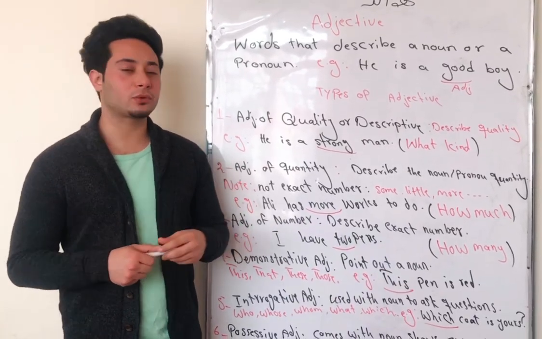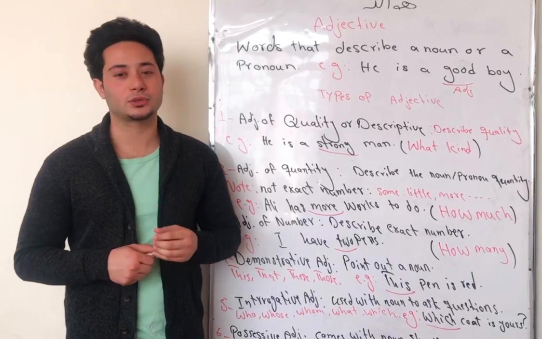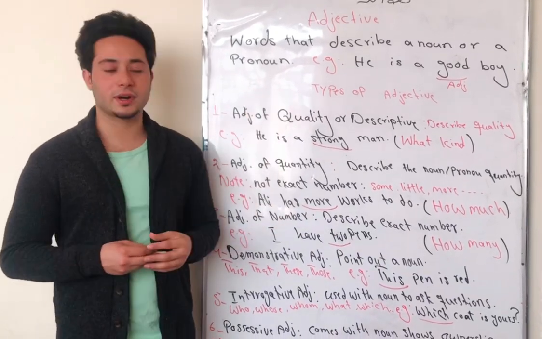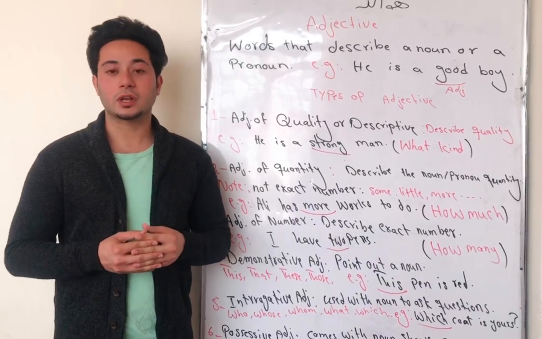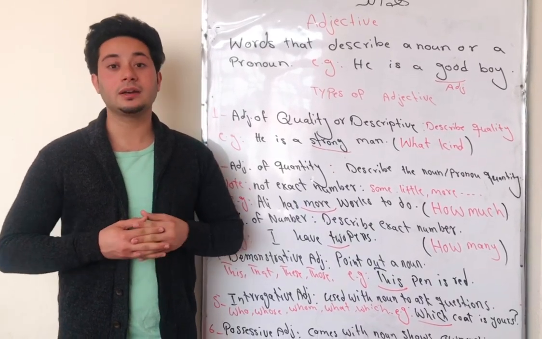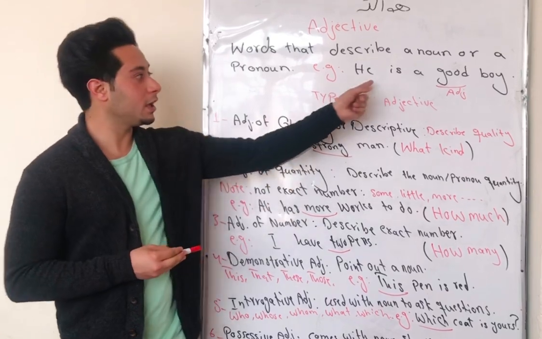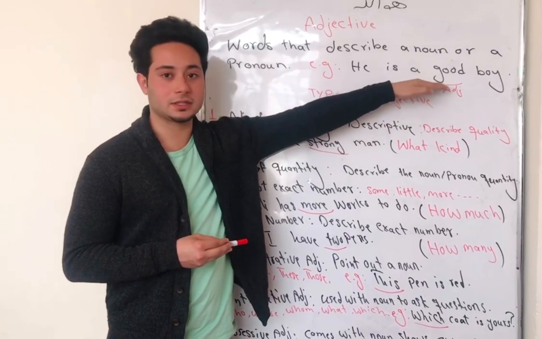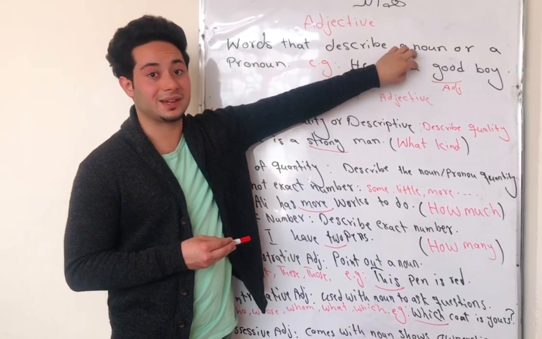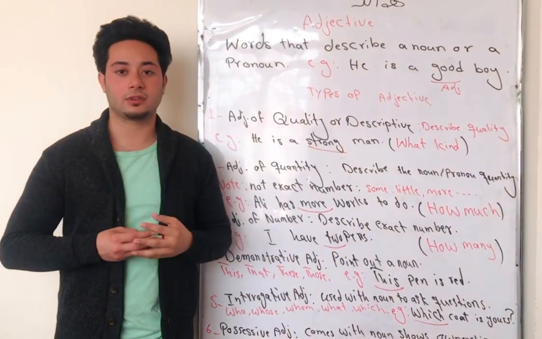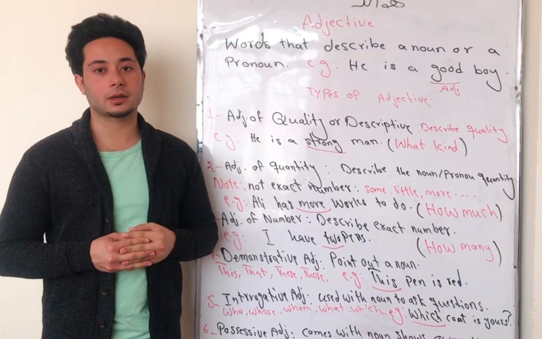Today, our lecture is about one of the most important and most interesting parts of speech called adjective. What is an adjective? An adjective is a part of speech that comes with a noun or pronoun and describes them in the sentence. For example, he is a good guy. In this sentence, good is an adjective because it comes with a noun and also it describes the noun in the sentence.